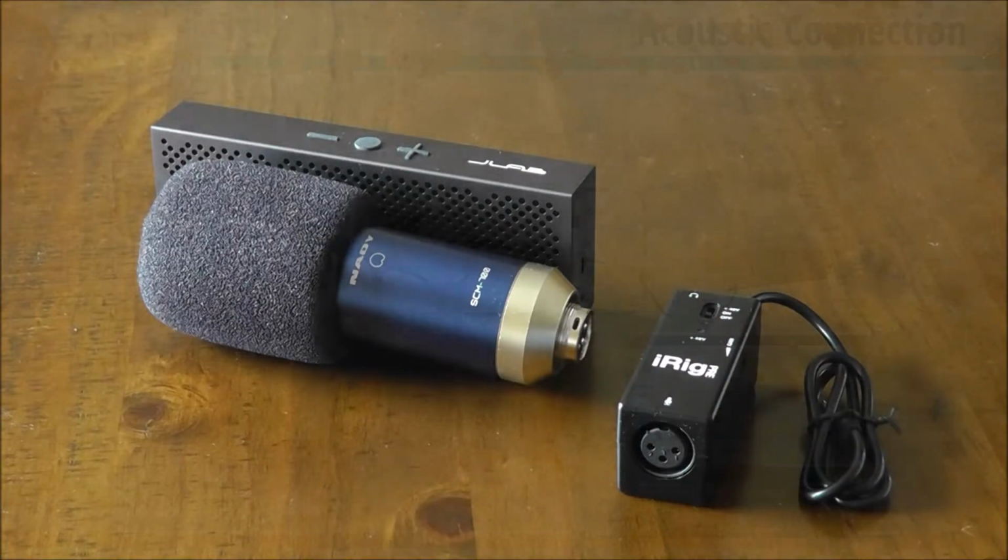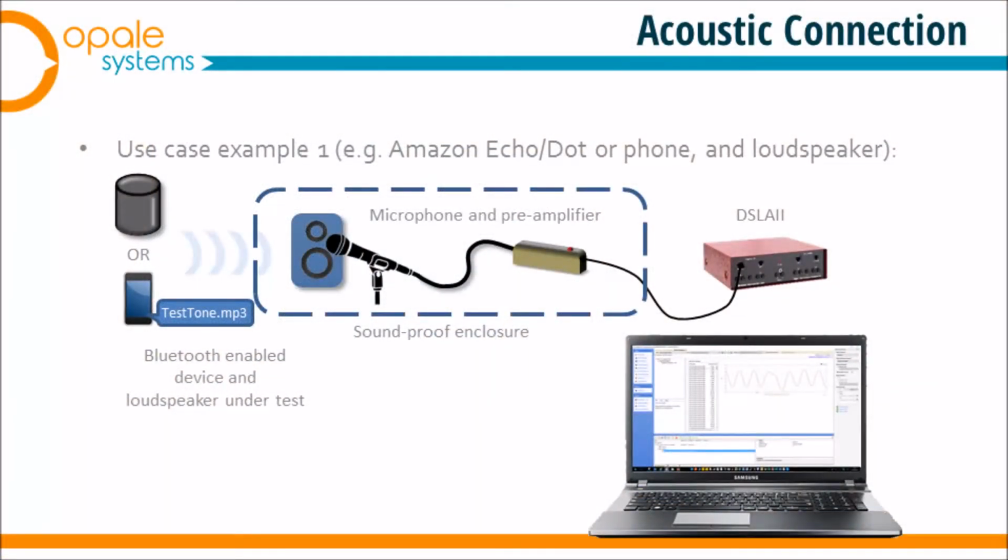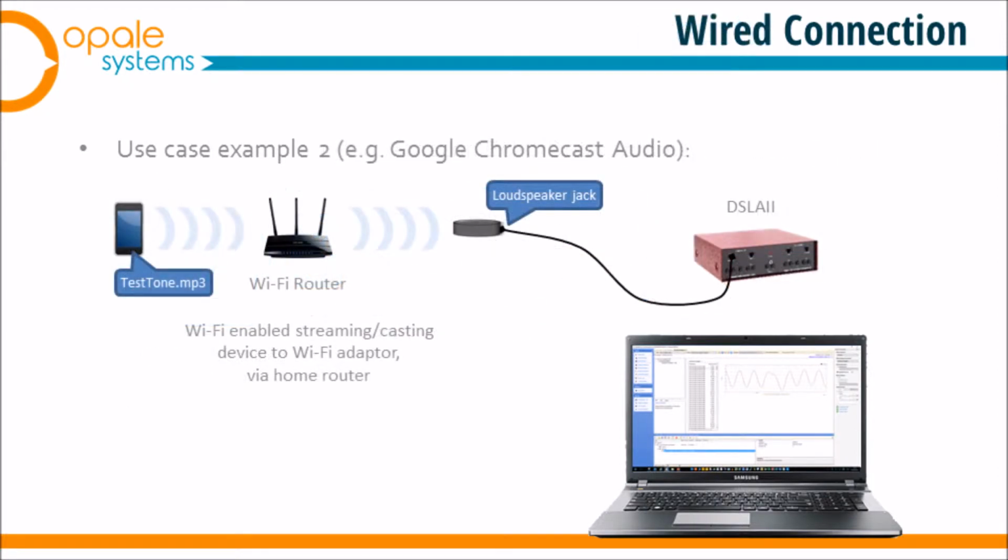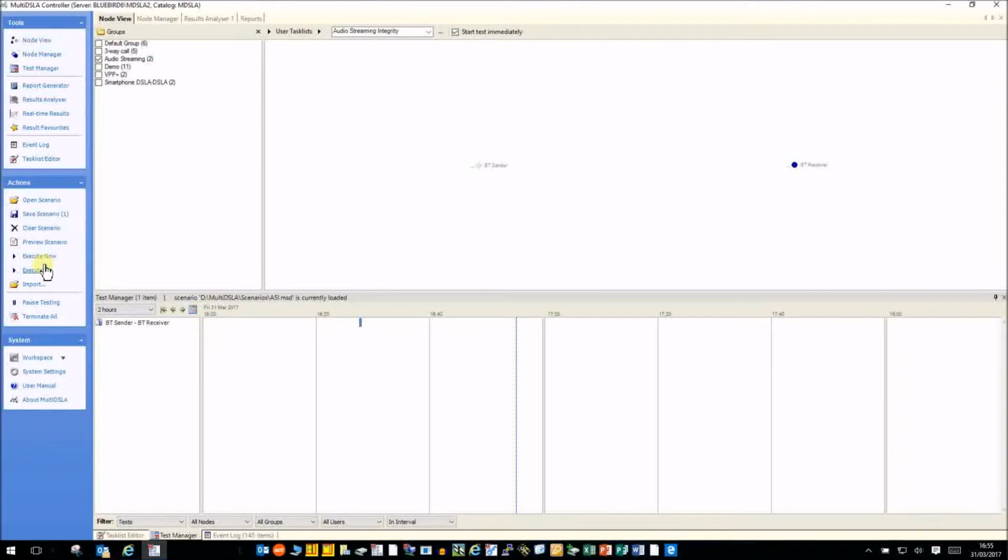So let's take a look at this in schematic form. On the left, the sending device, the loudspeaker, the microphone, the preamplifier, and finally the connection to the DSLA. If the streaming receiver has a convenient loudspeaker jack, then we can use that instead, and there's no need for the microphone.